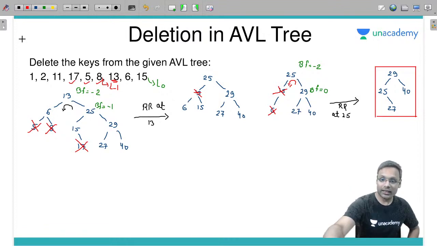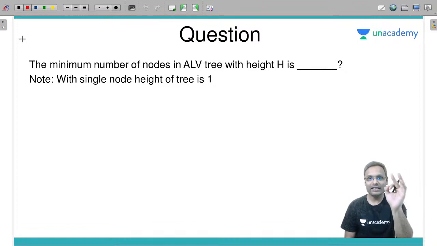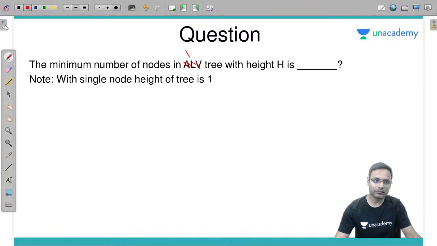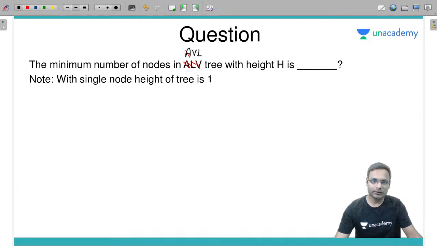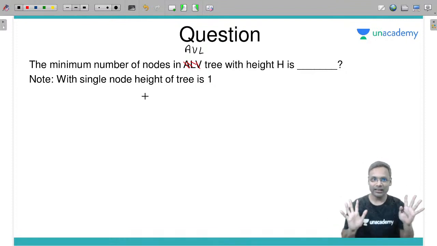Fine. Okay. Now the next type of questions are very, very simple. What it says, the minimum number of nodes in AVL tree. AVL tree. Oh, pen. AVL tree with height h is what? Minimum number of nodes we want in an AVL tree.